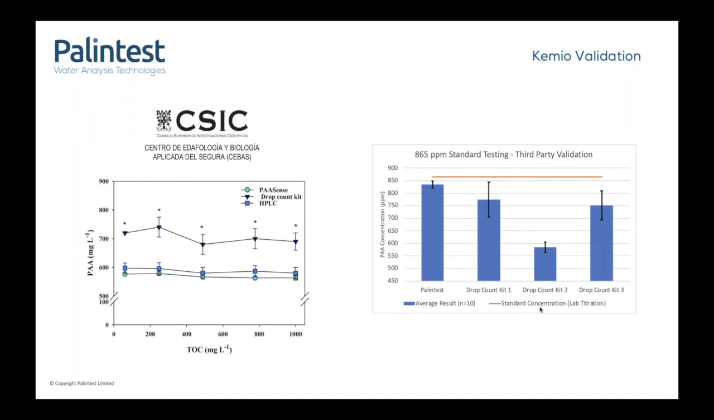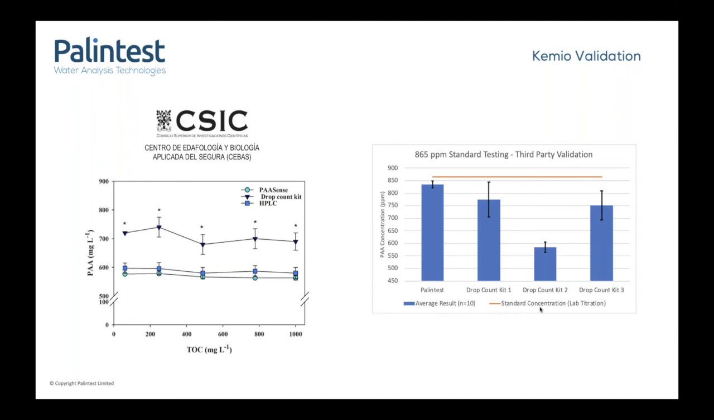Another test we did was a third-party validation in conjunction with the customer, where we prepared a high concentration standard. And this goes back to what we were saying about when you use low range drop count kits for high range concentrations. We saw that in reality during this validation. We prepared an around 850 ppm standard, and we can see Palintest, which is the sensor technology, had good accuracy, so a nice small gap between the true concentration and our concentration, and really good precision, which is that black error bar that you see.